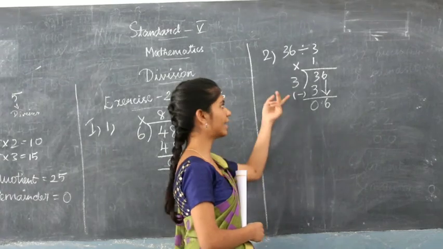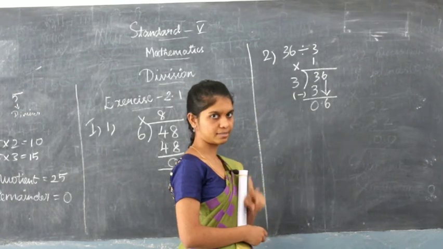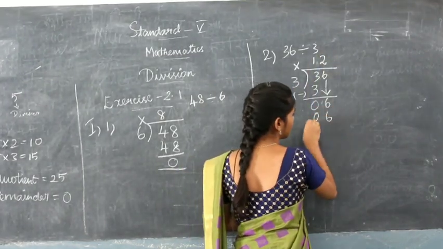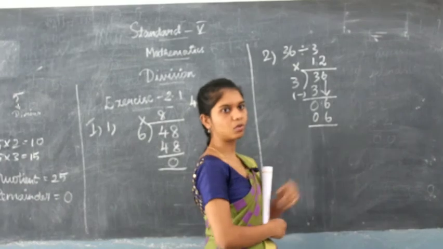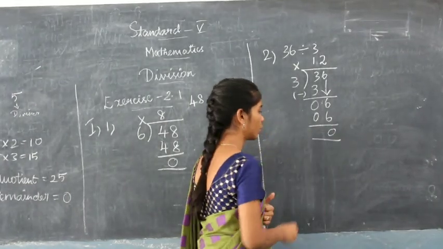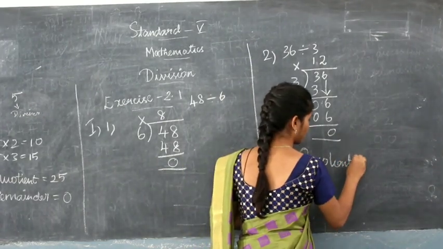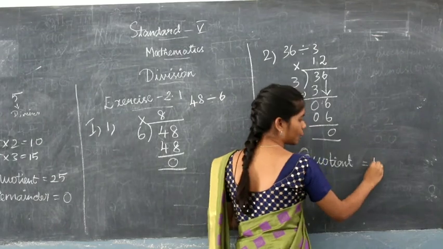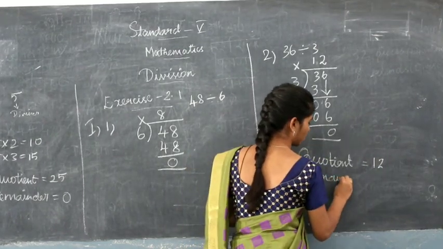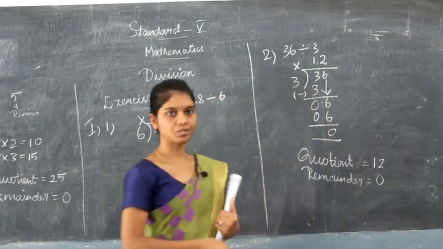So you should start telling 3 tables. 3 ones are 3, 3 twos are 6. 3 multiplied with 2 gives you 6. So 6 minus 6 is 0. Your quotient will be 12, and your remainder will be 0. So this is your answer.